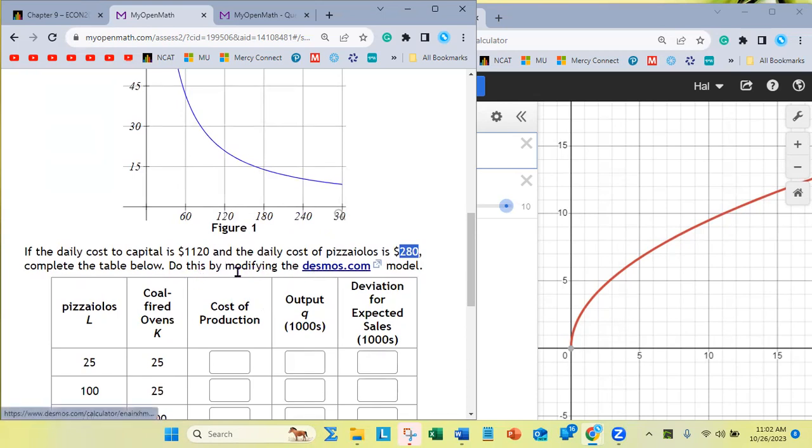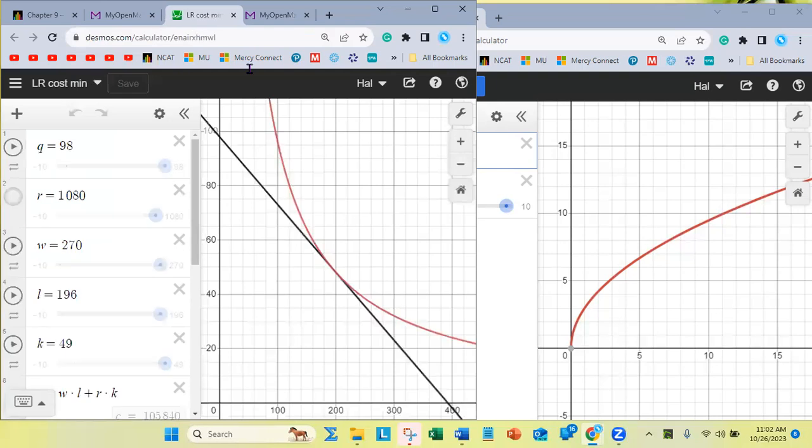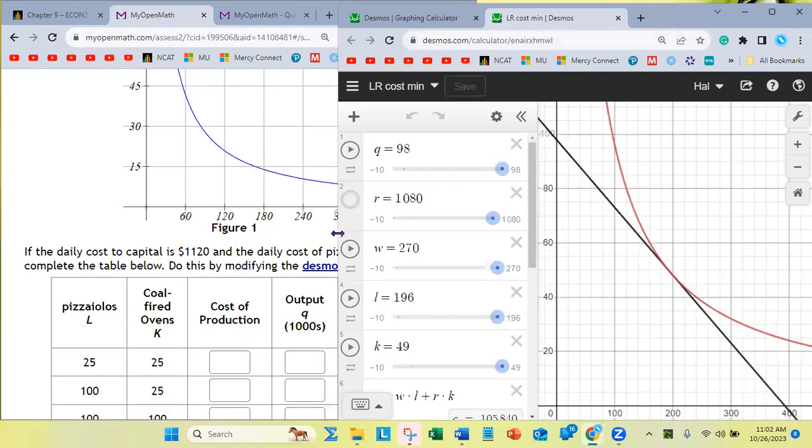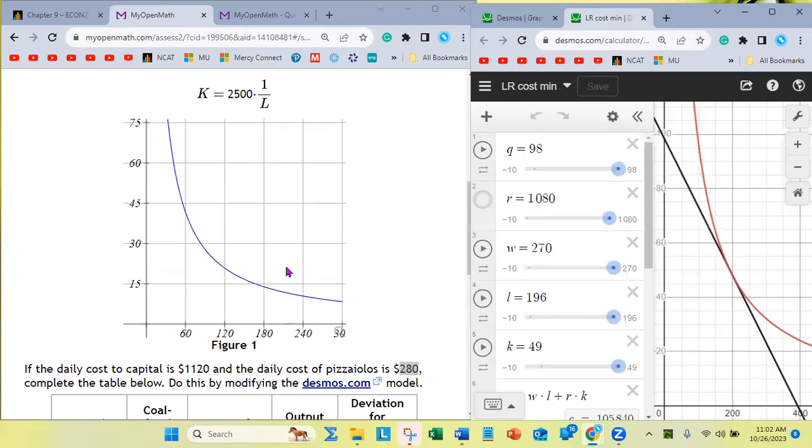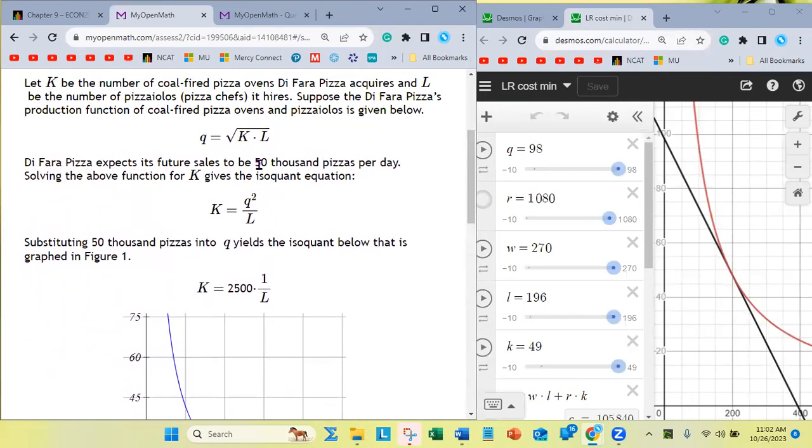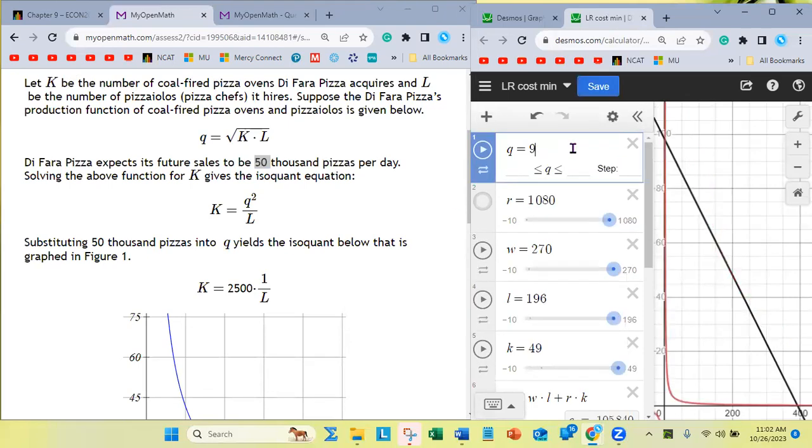And then I got a model here. You can just modify it. So let's go ahead and open up the Desmos.com model. And I'll skinny it up a little bit. Now my output is 50, right? The units are thousands of pizzas per day, right? So this right here means 50,000 pizzas. So that's my first assumption.